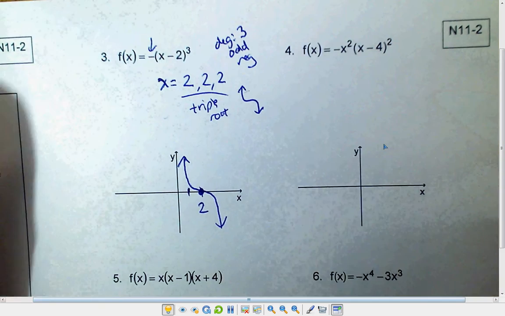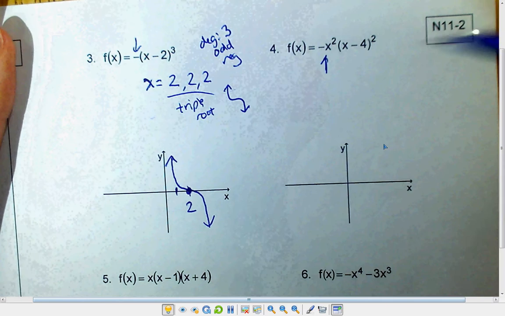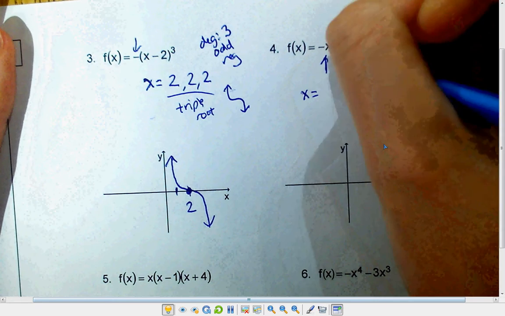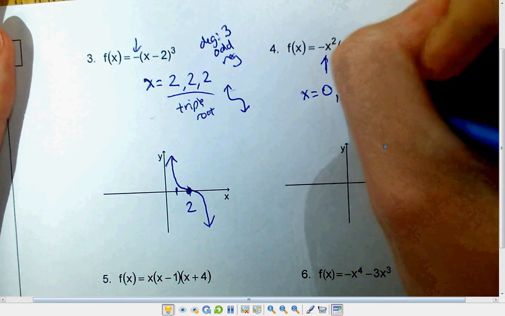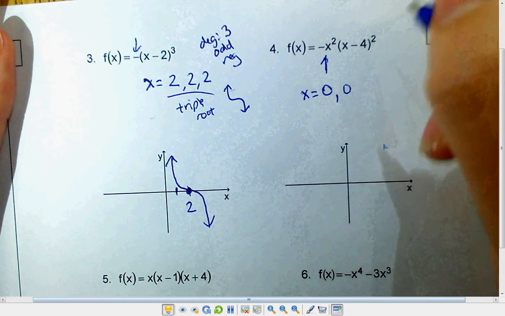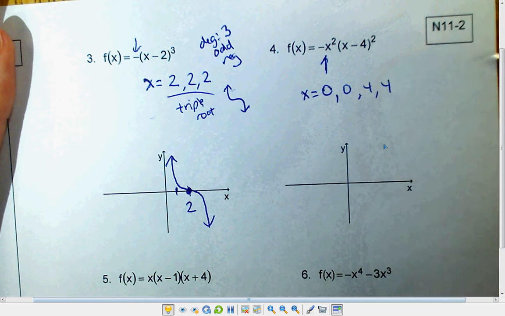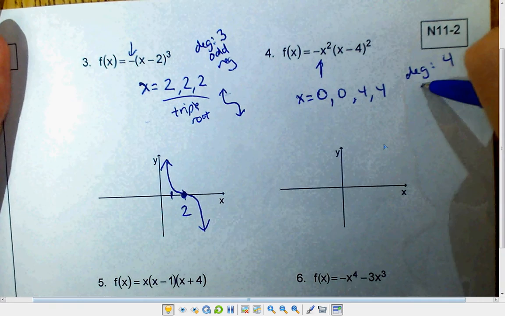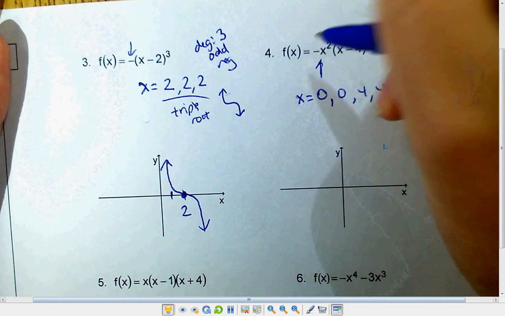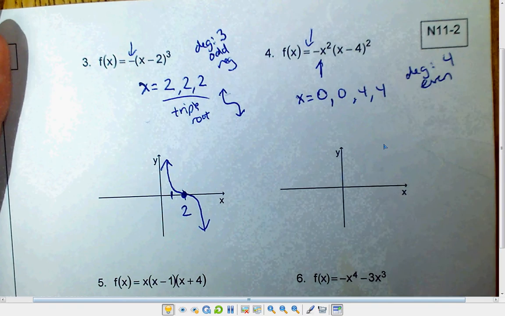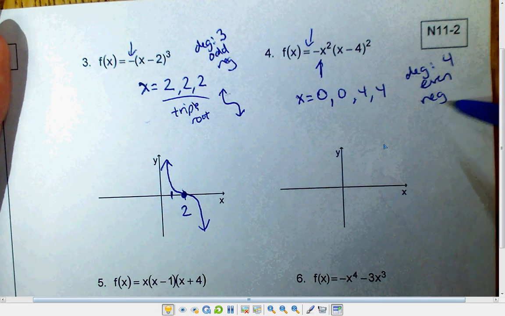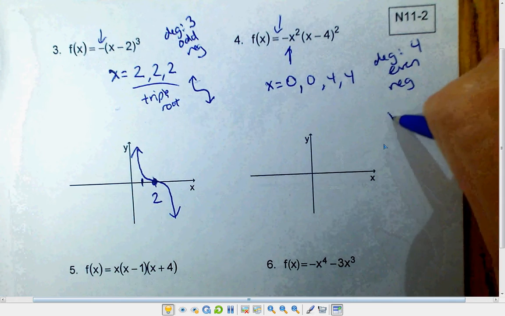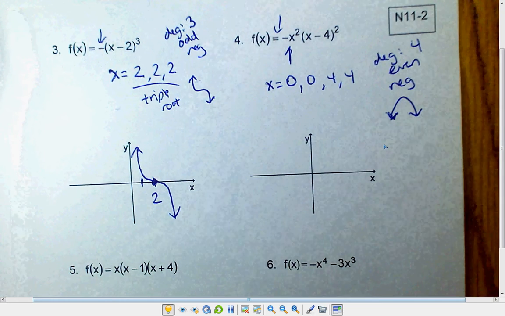Okay, let's look at number 4. Let's start off with the x squared. I have x squared gives me 2 zeros. The x minus 4 squared gives me 2 4s. My degree is 1, 2, 3, 4, so I have 4 roots, so it's even. Let's look at the function. There's a negative out front, so this is a negative even function. Negative even function means that now it's going to be pointing down.